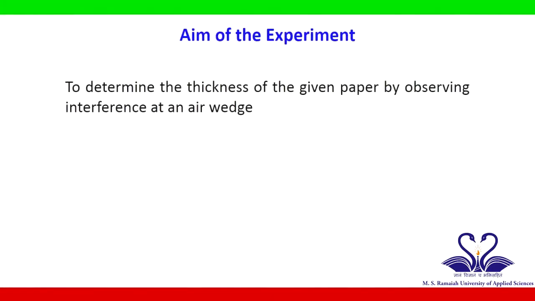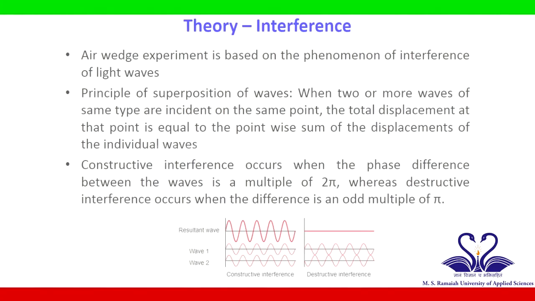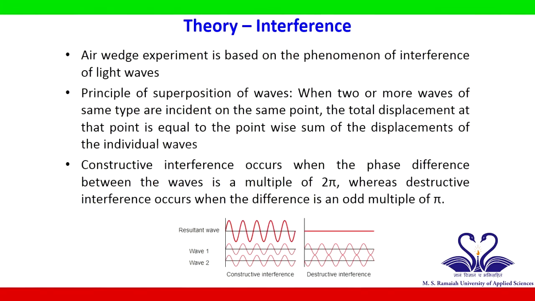Let us discuss the determination of the thickness of a given paper by observing interference at an air wedge. This experiment is based on the phenomenon of interference. Interference is a phenomenon of superposition of two or more waves when they meet at the same point. The resulting amplitude will depend on the amplitudes of the individual waves at that point. Two waves can interfere constructively or destructively depending upon the phase or path difference between them, as shown in the figure.